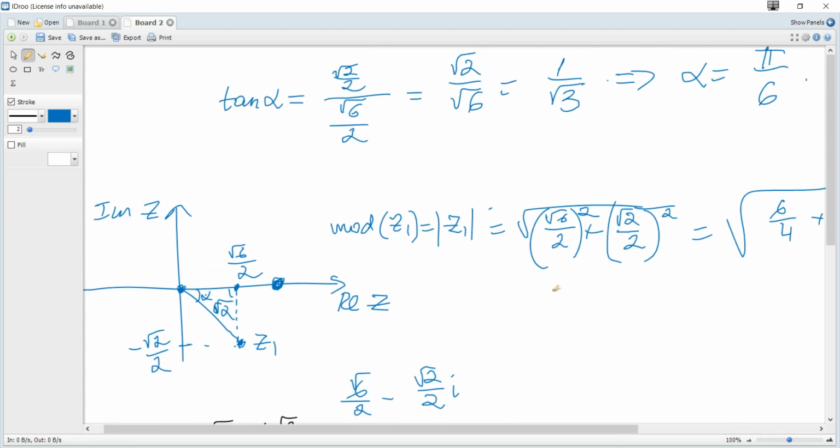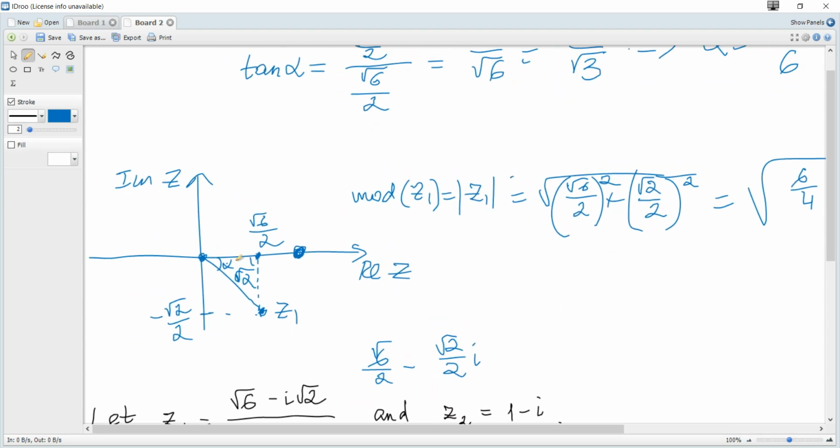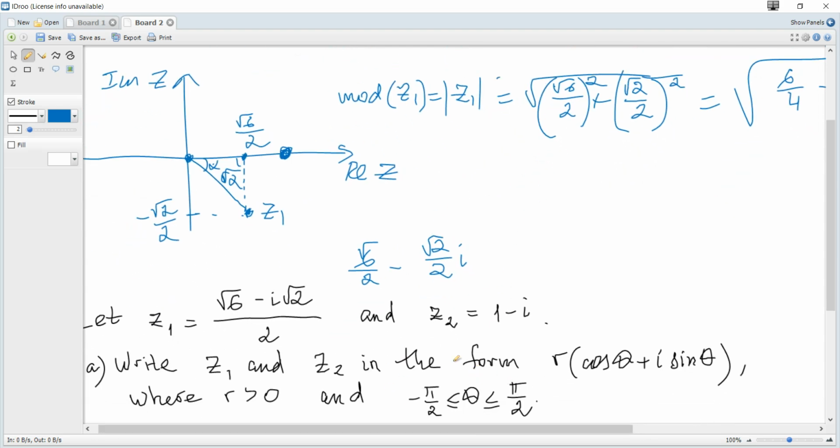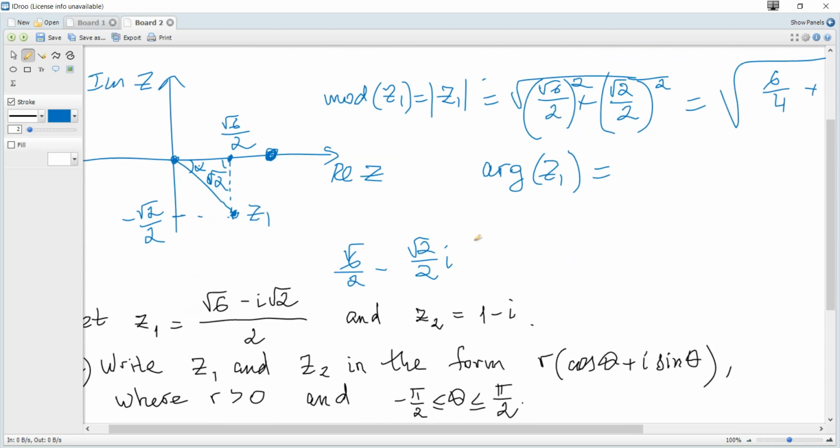And then, using the supplementary angle, we give the answer for the argument of z1. So the argument of z1, which is actually this theta, becomes 2 pi minus pi over 6, or just negative pi over 6, because it's directly this alpha but in the clockwise direction, and in the clockwise direction angles are negative.